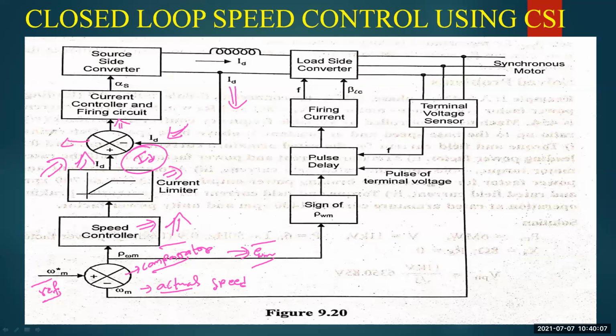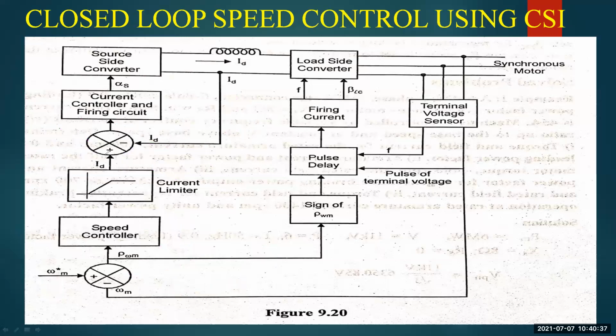This is called a current comparator. Okay, this is also one of the comparators. It compares the two input currents, the DC link current and the reference current. The difference between the currents is fed to the current controller and firing circuit.